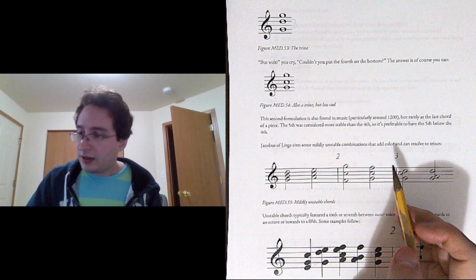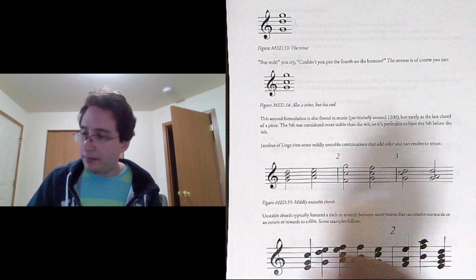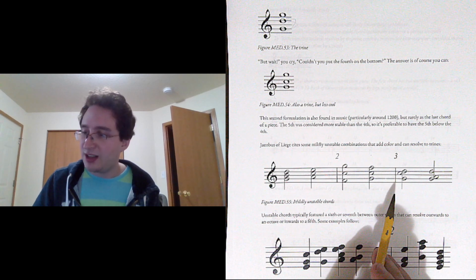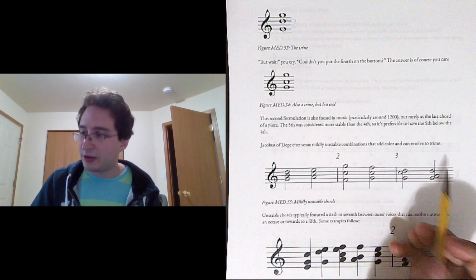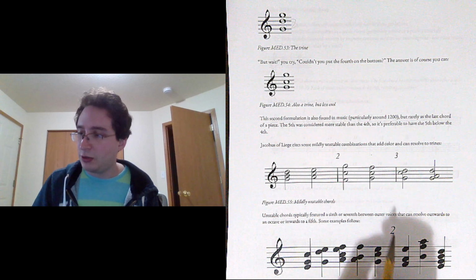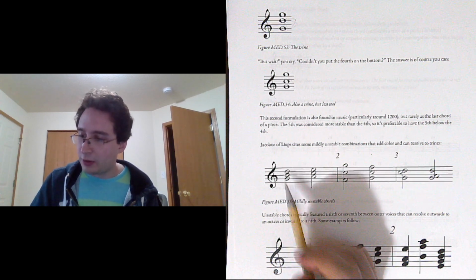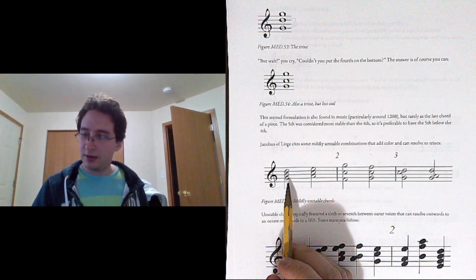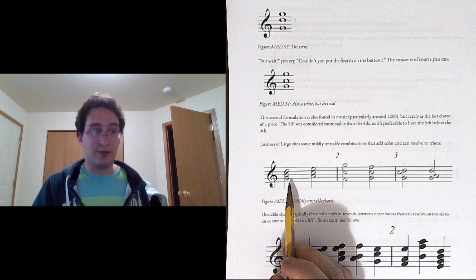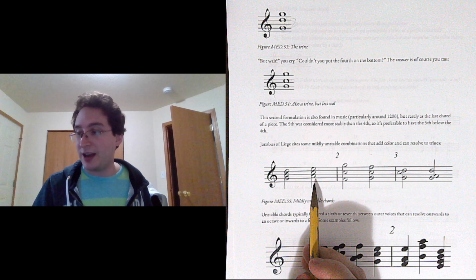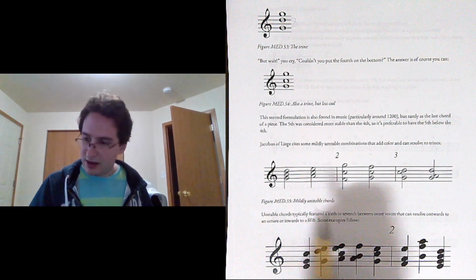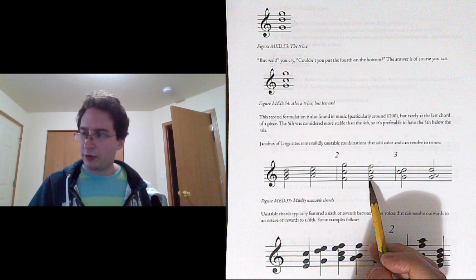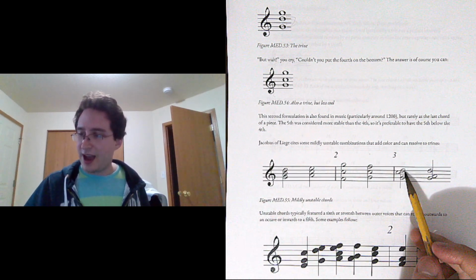So there are some examples of mildly unstable combinations that add some color and can easily resolve to a trine. So here are some examples of mildly unstable chords, which we would consider very stable today: major and minor triads, and then harmonies built on fifths or fourths, and then having these seconds.